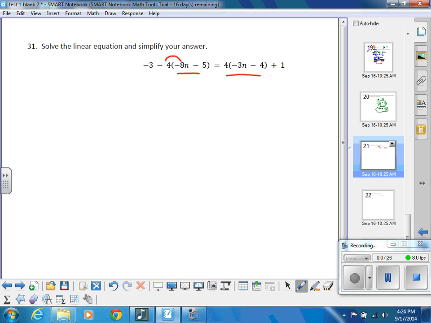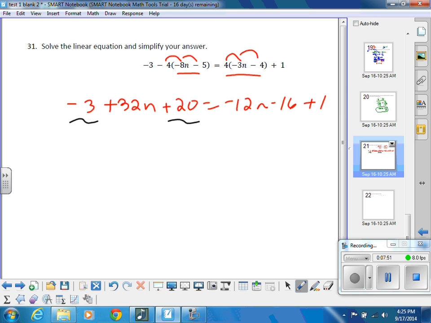I need to actually take that negative 4 and multiply it inside my parentheses to get negative 3 plus 32, because I get 4 times 8. And then I get negative 4 times negative 5, which means plus 20 equals the same thing over here. I get negative 12n minus 16 plus 1. Now I'm going to combine some like terms on both sides. Notice I have a negative 3 plus 20. So I get 17 plus 32 is equal, and do it over here as well. I get negative 16 plus 1. I get negative 12n minus 15.